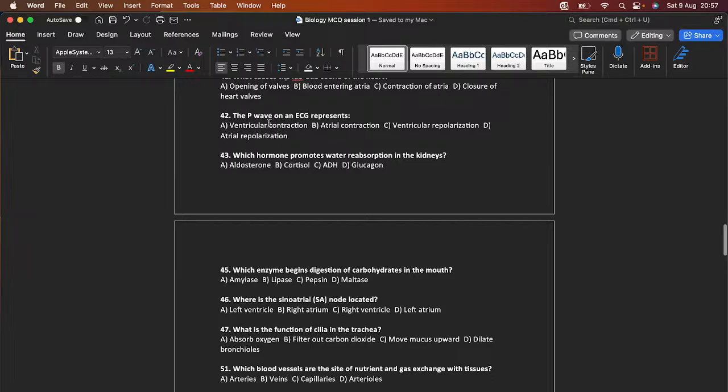The P wave on an ECG represents ventricular contraction, atrial contraction, ventricular repolarization, or atrial repolarization. The P wave on the ECG represents atrial contraction. Sorry, not atrial contraction, atrial depolarization.